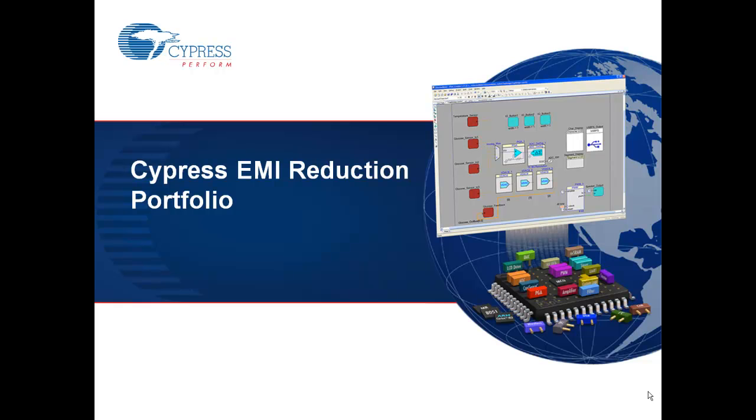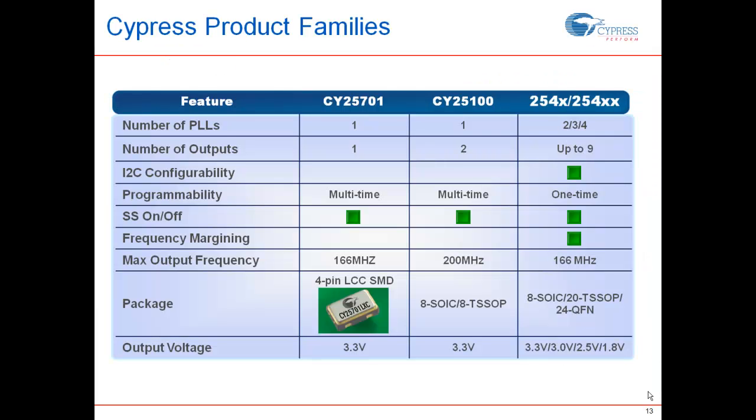Now we will walk you through the Cypress EMI reduction portfolio. Cypress offers a very broad portfolio in this family. It offers from 1 PLL to 4 PLL. It supports up to 9 outputs. The maximum operating frequency is up to 200 MHz. The operating voltage is between 1.8 volt to 3.3 volt. Our CY2570 family comes in the standard LCC package and is a direct replacement for many crystal oscillators.